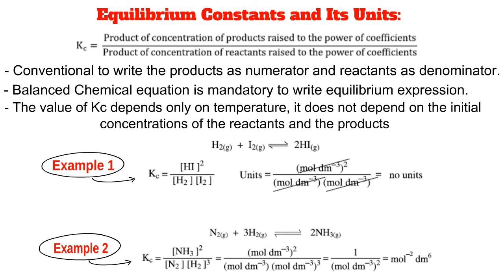If we write Kc for this type of chemical reaction, you can see after putting the units, we finally get 1 by mole per dm cube whole square. And it finally comes up as mole raised to power minus 2 and dm raised to power 6.